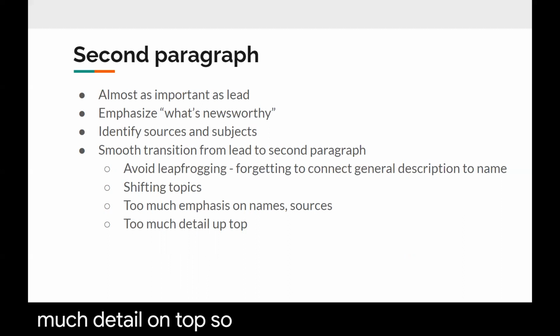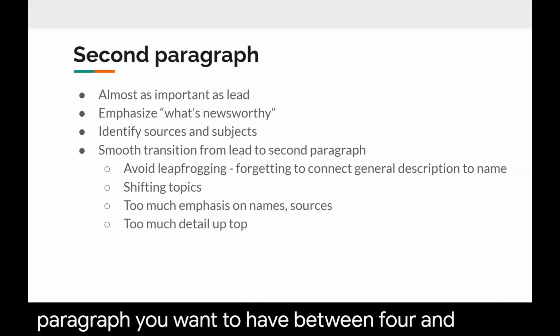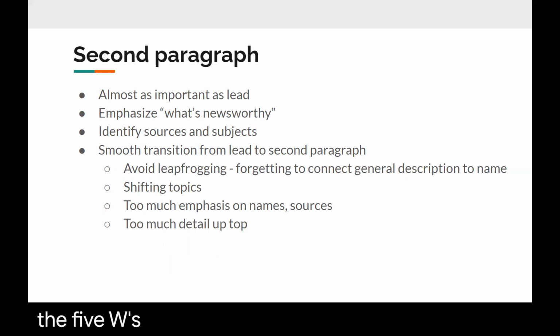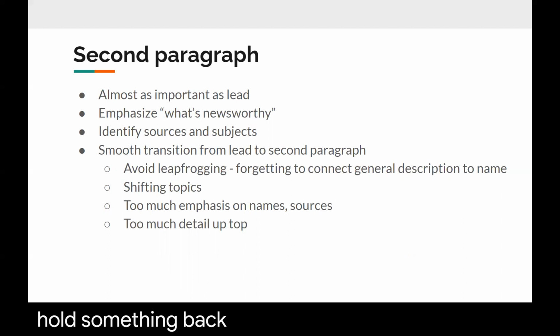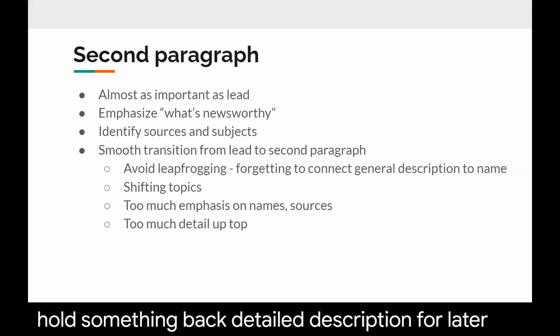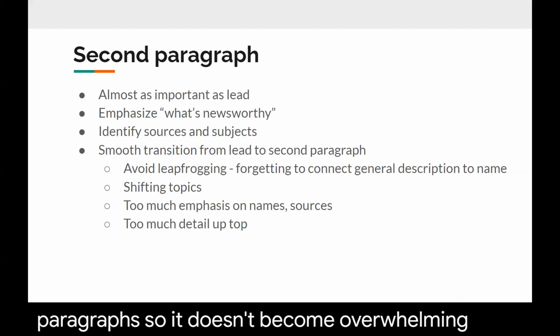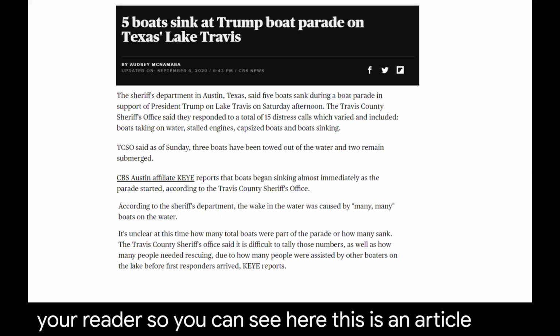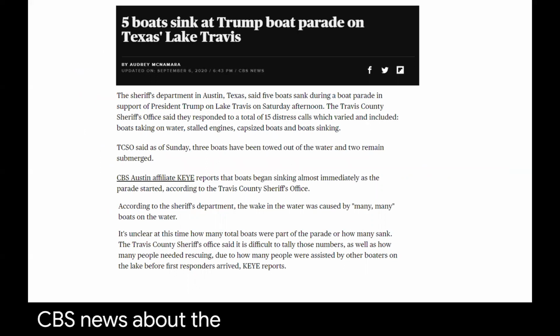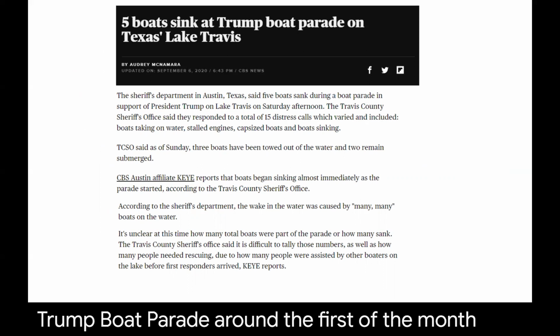So typically by the second paragraph, you want to have between 4 and 5 of the 5 W's and H answered, but you might want to hold something back, at least in terms of detailed description, for later paragraphs, so it doesn't become overwhelming for your reader. So you can see here, this is an article from CBS News about the 5 boats that sank during the Trump boat parade around the first of the month.